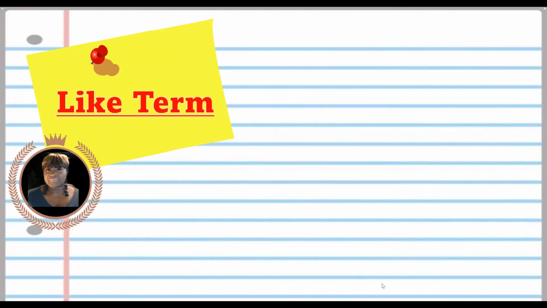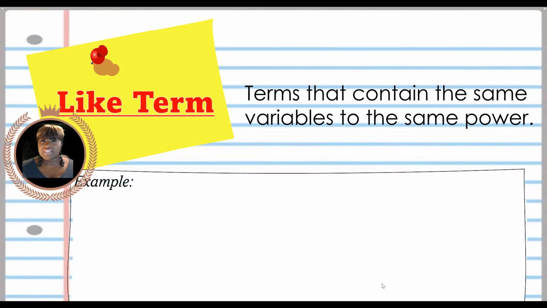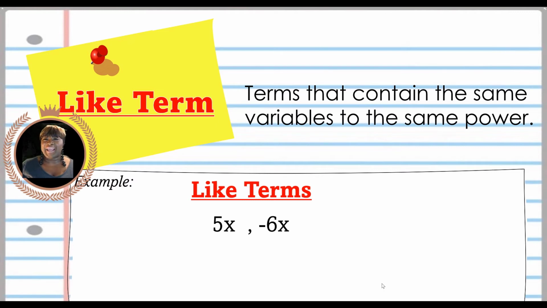Like terms. Like terms are terms that contain the same variable to the same power. For example, the like terms in this example are 5x and -6x. Both of these terms are considered like terms because they both have the letter x. In this example, -6x squared and 5x squared are like terms because they both have the same variable that is raised to the same power.